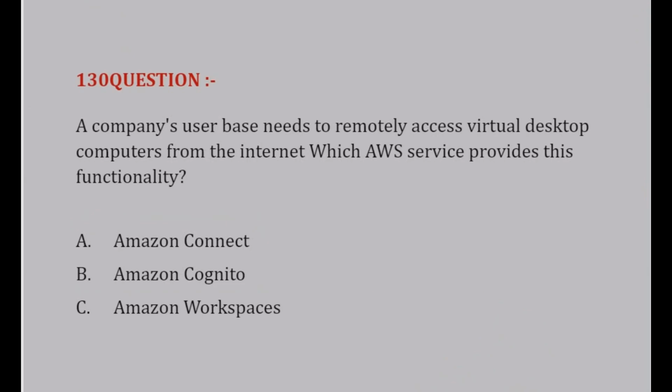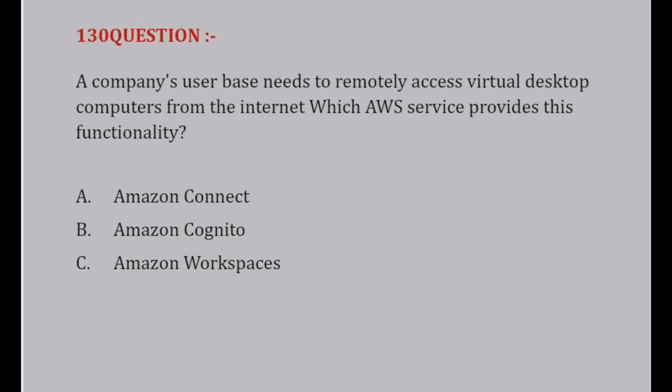Question is, a company's user base needs to remotely access virtual desktop computers from the internet. Which AWS service provides this functionality? Option A, Amazon Connect. Option B, Amazon Cognito. Option C, Amazon WorkSpaces. Option D, Amazon AppStream 2.0. Correct answer is option C.